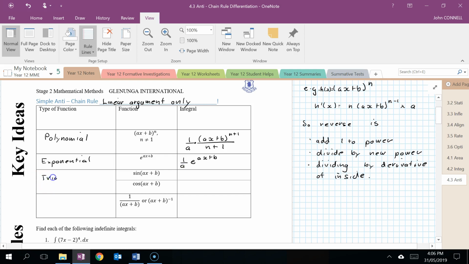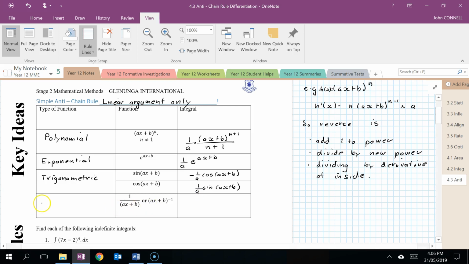What about if it's trig? Well, same idea. The integral of sine is negative cos, and we're going to keep the same thing, but we're also going to divide by a out the front. So it's going to be negative 1 on a cos, and then the cos is of ax plus b, but it's also going to be 1 on a out the front again. So we're dividing every time by the derivative of the inside.